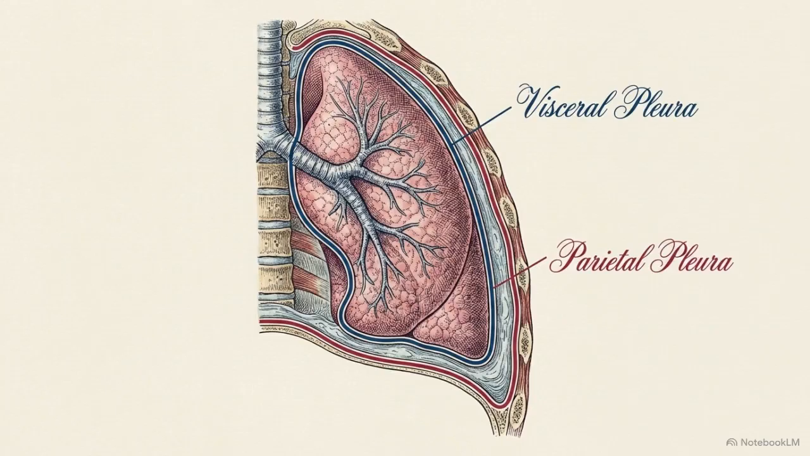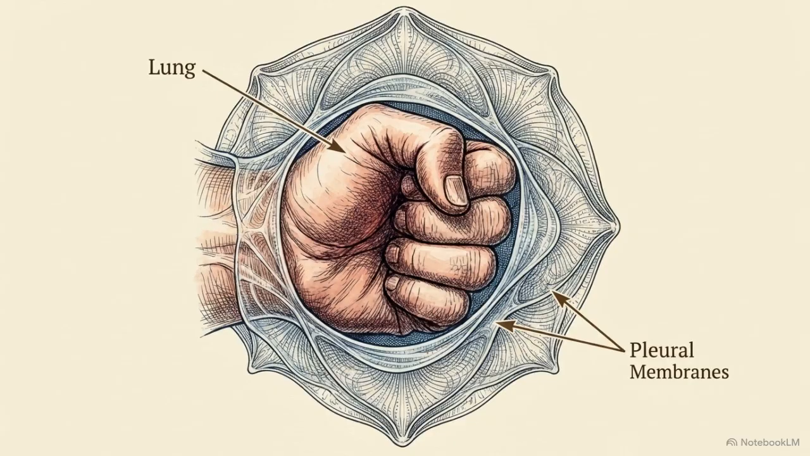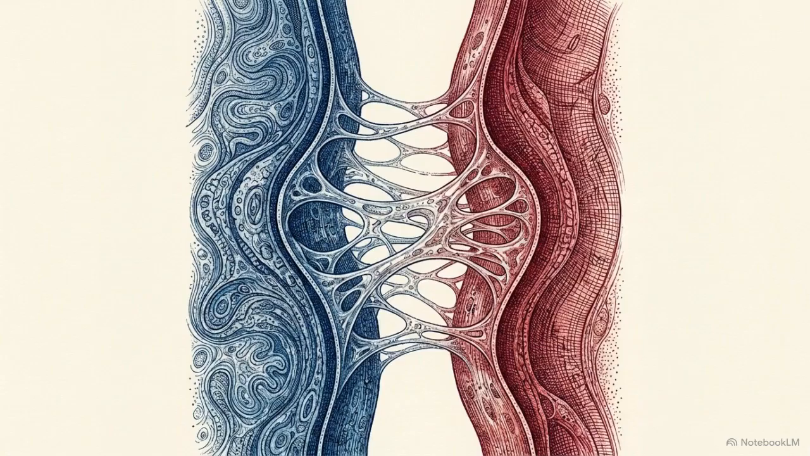Two membranes define the boundaries of the thoracic cavity, the visceral pleura lining the lung and the parietal pleura lining the chest wall. If you push your fist into a partially deflated balloon, your fist represents the lung, while the balloon layers represent the pleural membranes. These layers create the intrapleural space. It is a potential space filled with lubricating fluid that locks the lung to the chest wall.